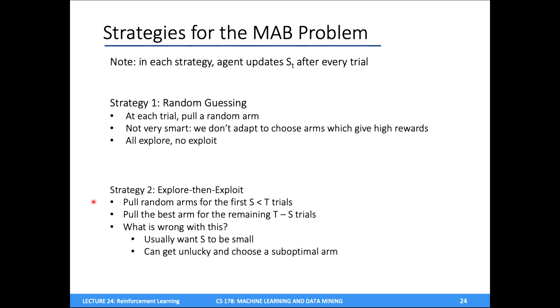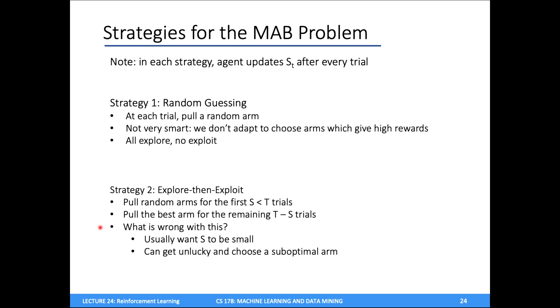Yeah, so that's the answer I was looking for. So strategy 2 is explore, then exploit. So we're going to fix some number s smaller than our total number of trials. And for the first few trials, we're going to just pull random arms. So we're just going to explore, see what arms give us high rewards. And after our first S trials, whatever arm has given us the highest reward so far, we're just going to pull that for the remaining T minus S trials.